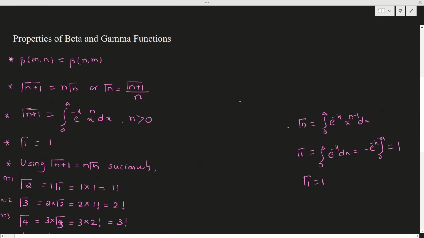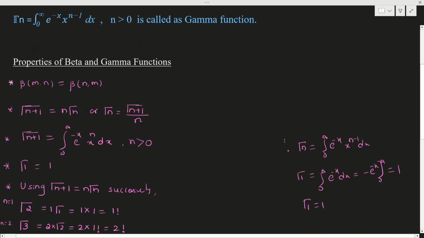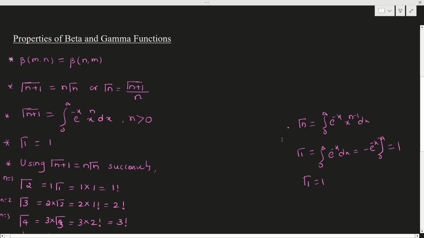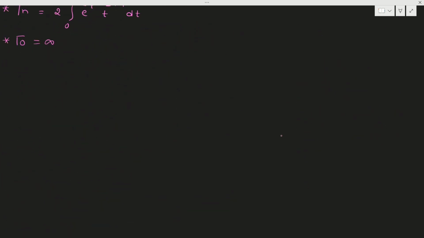Now we have discussed so far beta and gamma functions and the properties of beta and gamma functions. These are some standard, basic properties. So in the next video I am going to discuss 2 more standard properties of both beta and gamma functions. Among them, one is gamma of 1 by 2 is equal to square root of pi.